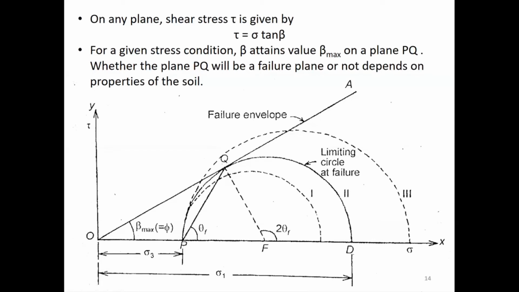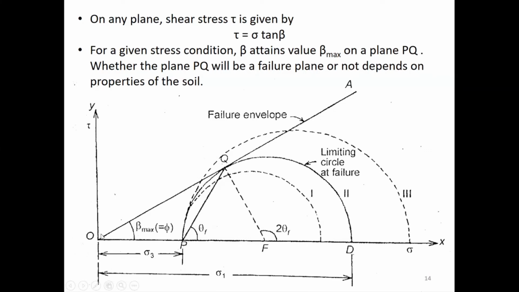for a given stress condition, that beta will attain a value beta max on the plane PQ. You can see the plane PQ here. So how will I find out this beta max? We saw earlier, how will you find out this beta max? You will draw a line from the origin. You will draw a tangent to the Mohr circle, right? You will draw a tangent to the Mohr circle. So that angle will be your beta max, the maximum angle of obliquity, right?